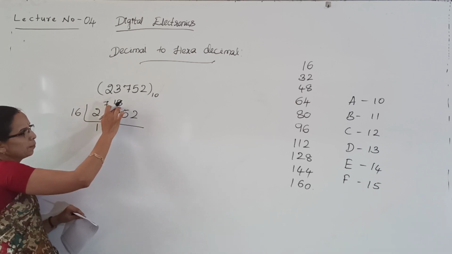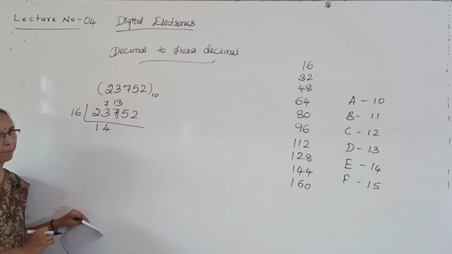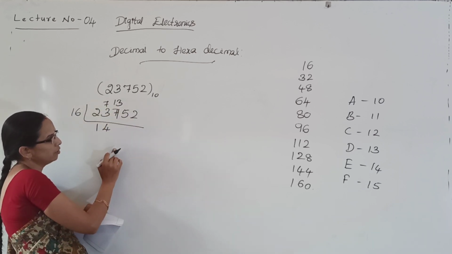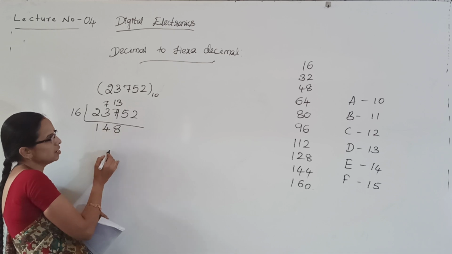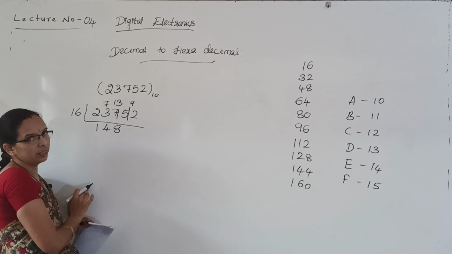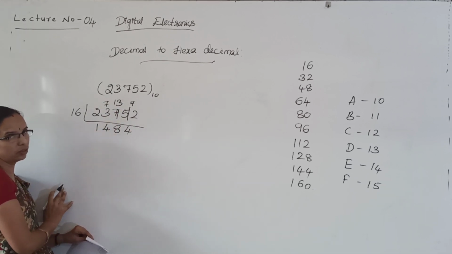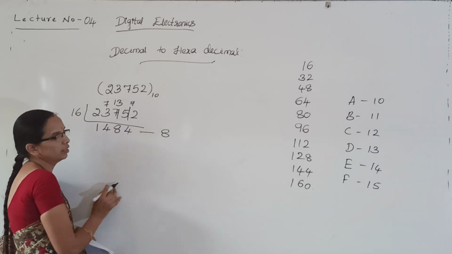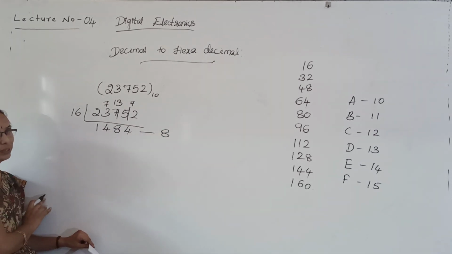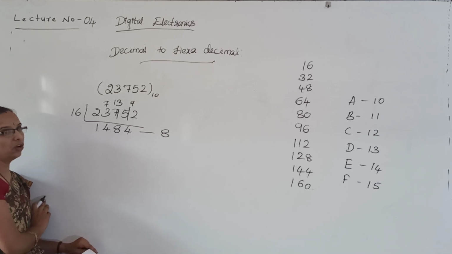13 is remaining. That is 77 minus 64, which is 13. Then 135. So 16 eights are 128, and 7 will be remaining. 16 fours are 64, and 8 will be the remainder. Do it slowly. Don't get confused. It's easy. This is all middle school mathematics.